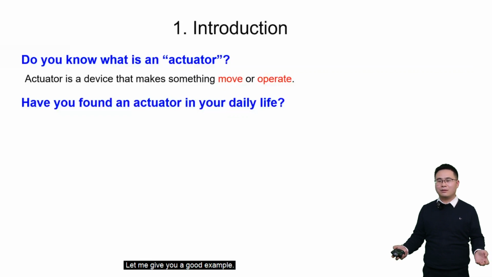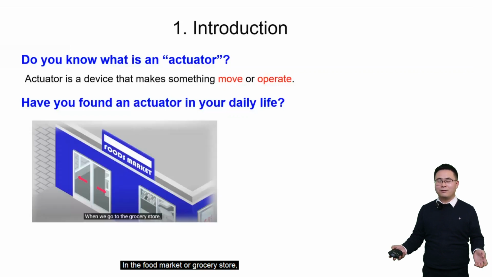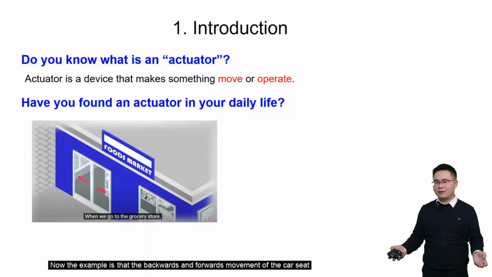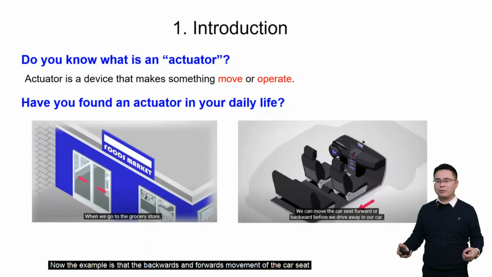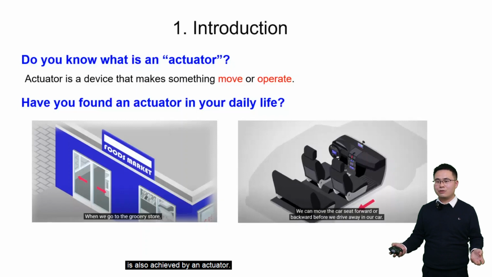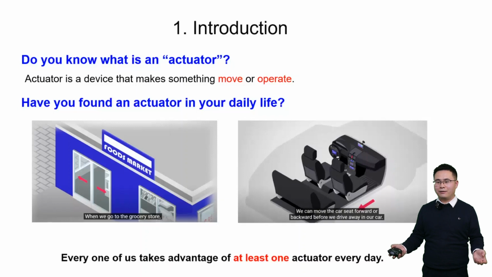Let me give you a good example. In the food market or grocery store, the automatic door is controlled and moved by an actuator. Another example is that the backwards and forwards movement of the car seat is also achieved by an actuator. So in our daily life, every one of us takes advantage of at least one actuator every day.